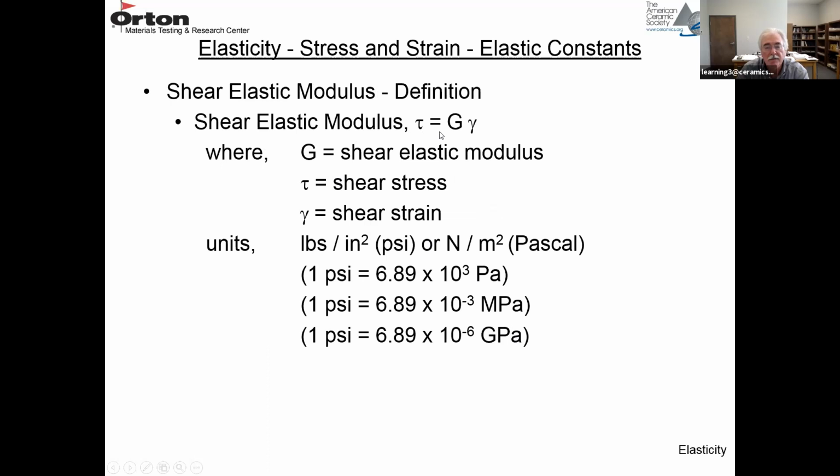Just as we had an elastic modulus, we have a shear elastic modulus, and that's G. So tau equals G times gamma. Tau is the shear stress, G is the shear elastic modulus, and gamma is the shear strain. G, the shear elastic modulus, has the same units as E, PSI or pascals.